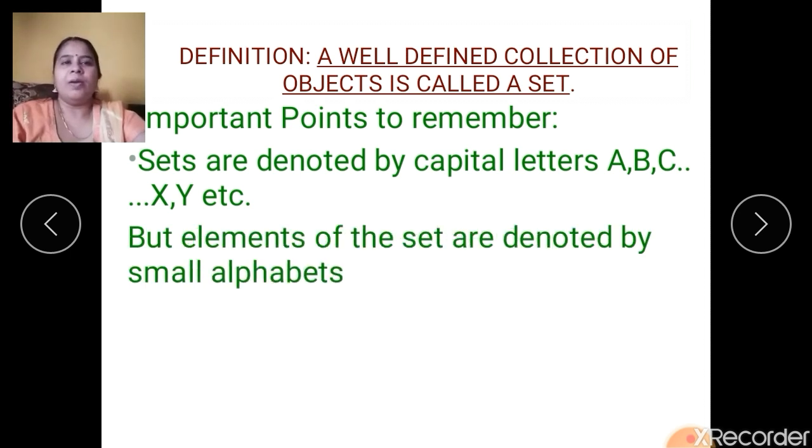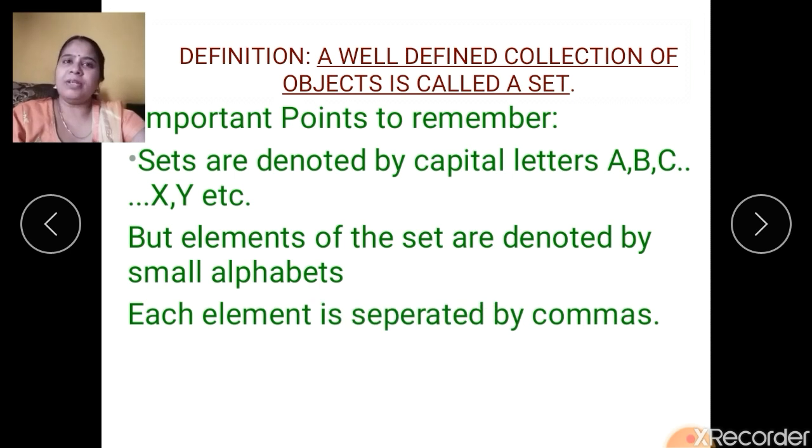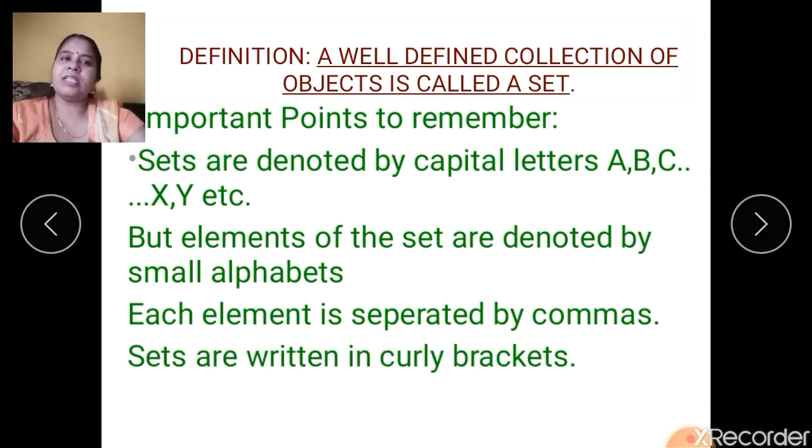Second thing, the elements of the set are denoted by small letters. The elements which are collected in that set are to be denoted by small letters. Each element is separated by commas. Now how will I separate those elements? I have to put commas in between them. Sets are written in curly brackets. It starts with a curly bracket and ends in a curly bracket. Okay, so these are a few of the important points to remember when you define a set.